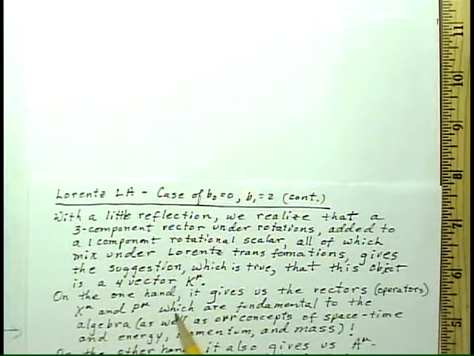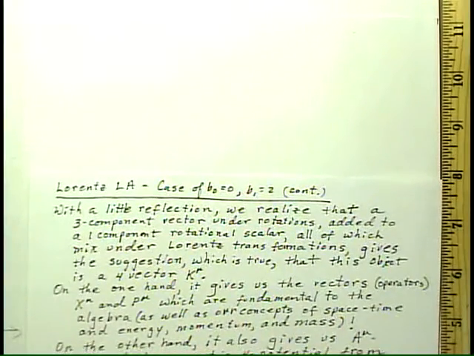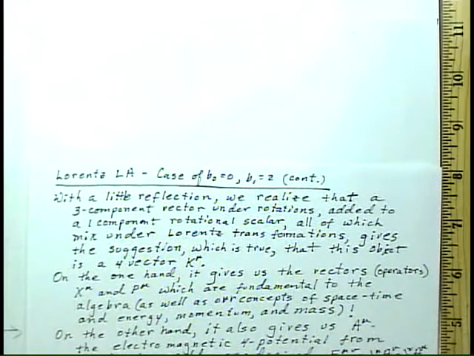So on the one hand, this is going to give us vectors such as the operators x mu and p mu, which are fundamental to the algebra itself, as well as our concepts of space, time, energy, momentum, and mass. So what we have concluded is that the vectors for position and for momenta are themselves these 4-vector representations, which are actually mixed spin representations.